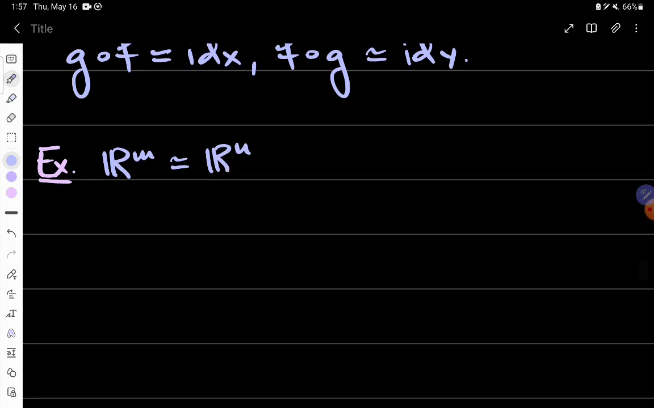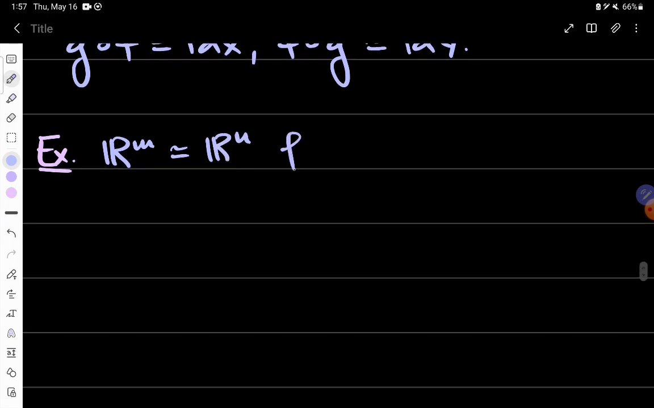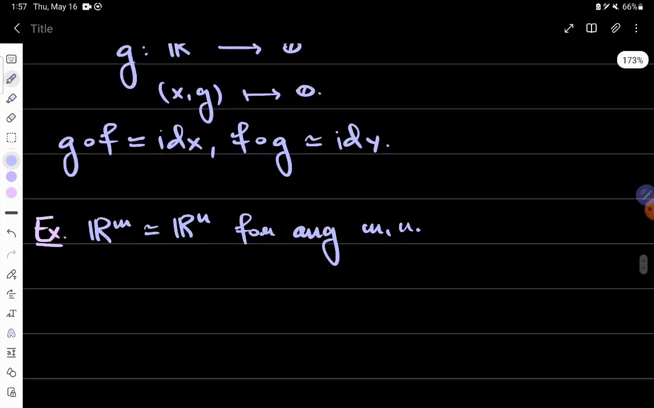Rm and Rn are homotopy equivalent for any m, n. So this should be interesting. If you've taken topology already, which hopefully you are familiar with before watching these videos, you know that there's already an equivalence relation on topological spaces given by homeomorphism. And this is already an indication that homotopy is a bit weaker than homeomorphism.